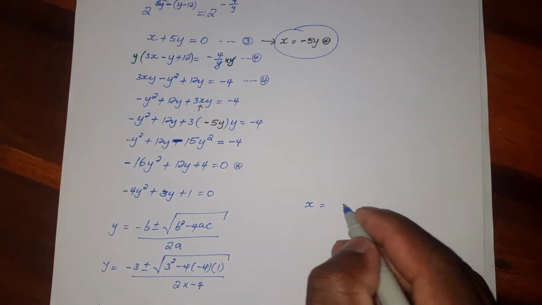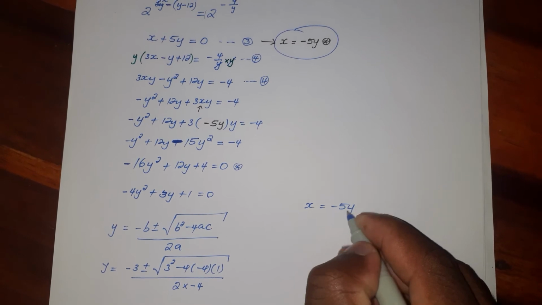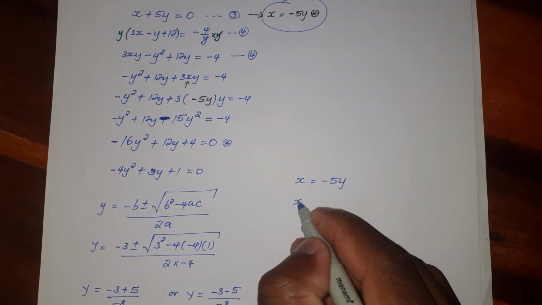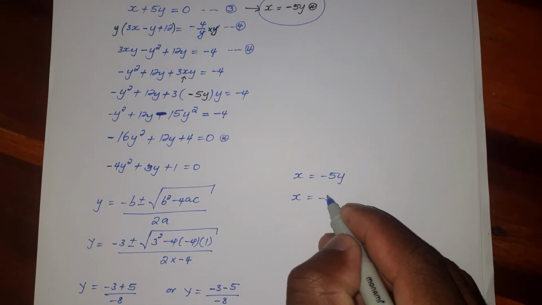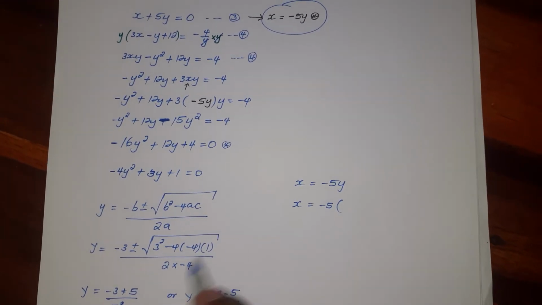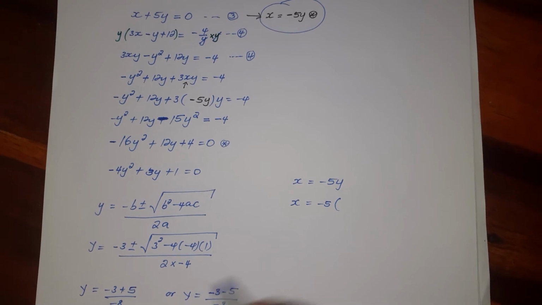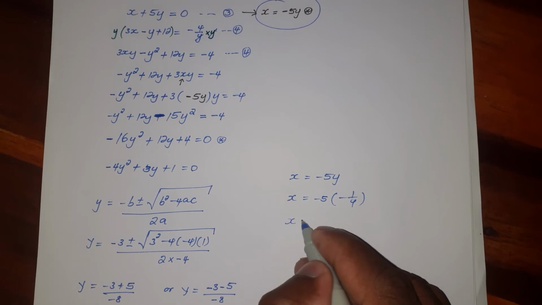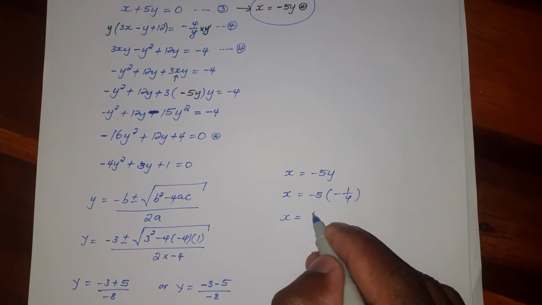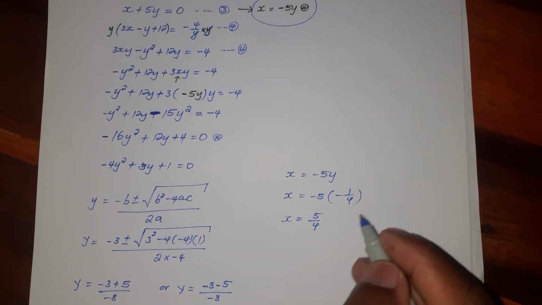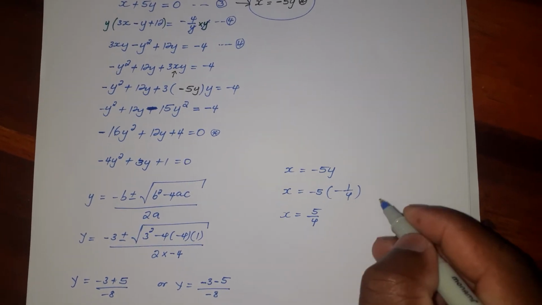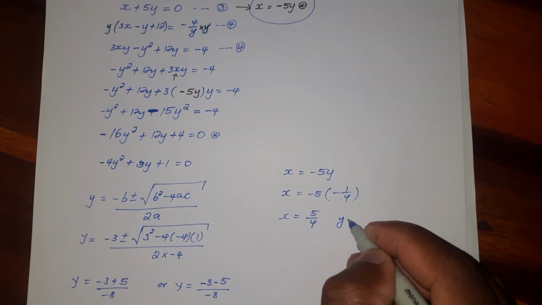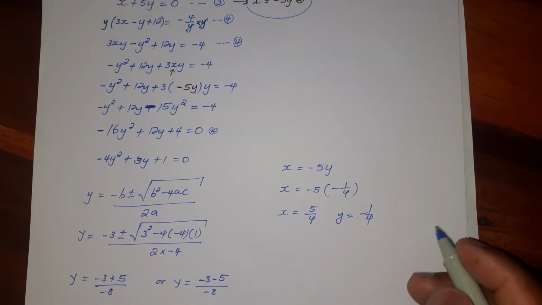X equals to minus 5y. Then for me to get the x values, negative 5, let me first use here negative 1/4. Then I'm getting x equals to positive 5 over 4. This is when y equals to negative 1/4.